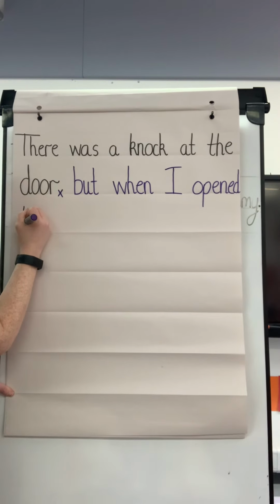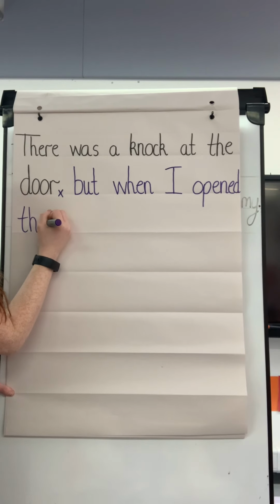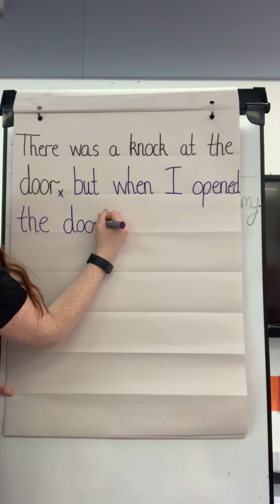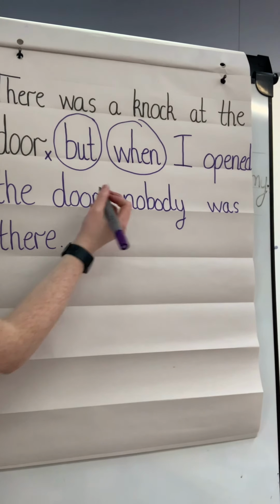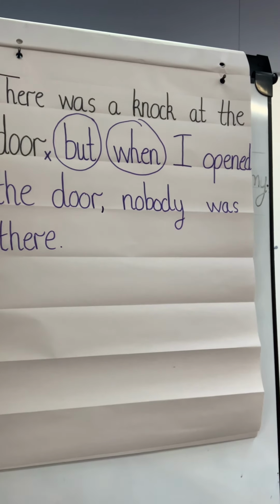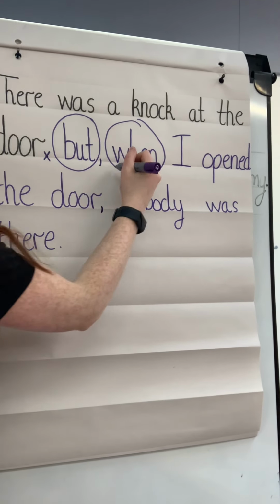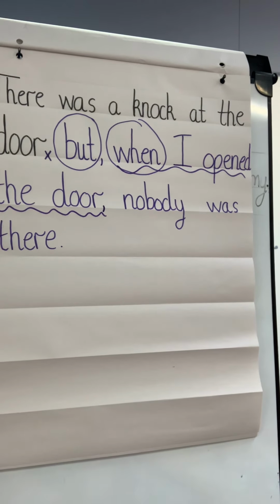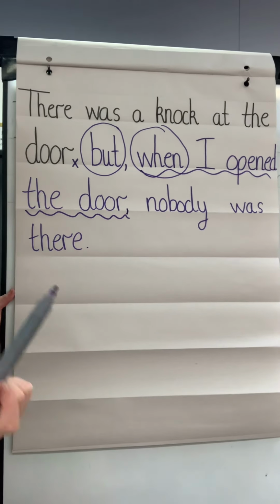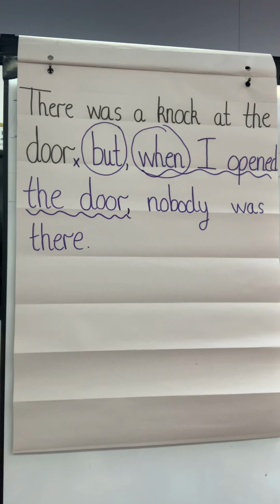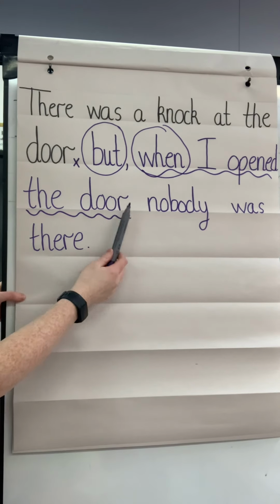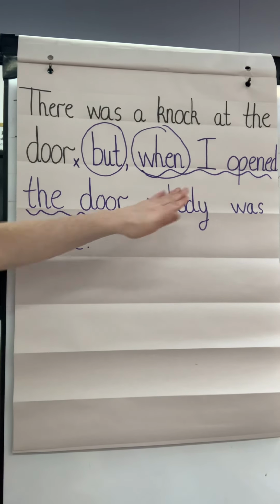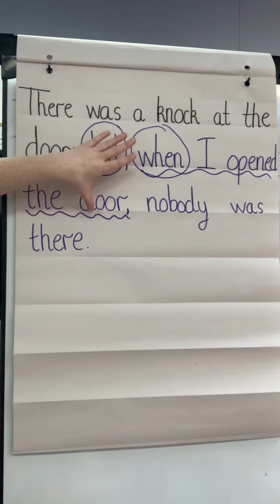When I opened the door, and again we've got our spelling of door here, I'm going to put a comma after door, and also I need another comma after but, because this sentence, when I opened the door, is a subordinating clause. This means it couldn't work as a sentence on its own, but it adds extra information into my sentence now. So I can put my commas in to make this sentence, there was a knock at the door, but, and nobody was there, make sense on its own without this subordinating clause.